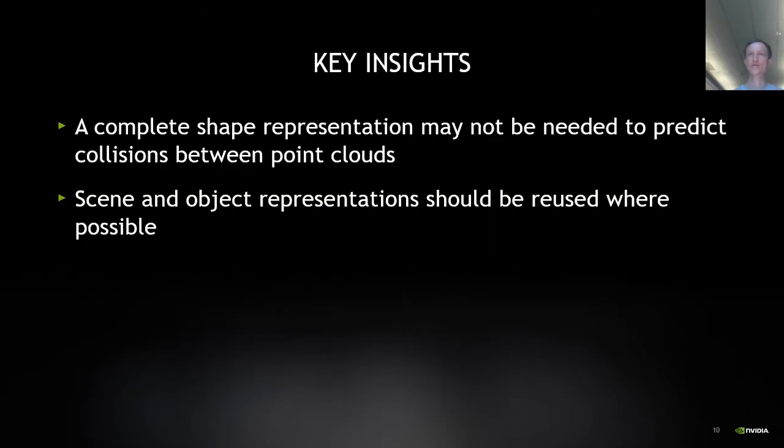Our key insights when designing SceneCollisionNet's architecture were twofold. First, a complete shape representation may actually be more information than we need to predict only collisions between point clouds. And second, scene and object encodings should be able to be reused for collision queries, since the object transformation changes as it moves through a scene, but the scene itself does not necessarily change.